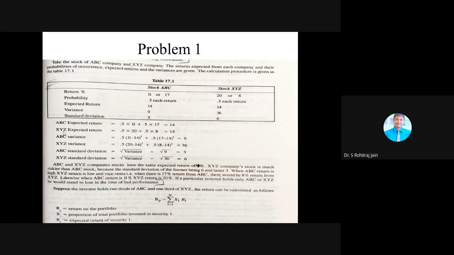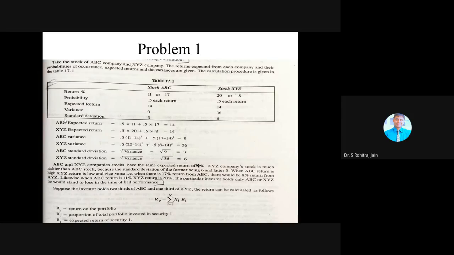So for XYZ, what do I do? I take 0.5. They have given me 0.5 as the probability. 0.5 multiplied by 20 plus 0.5 multiplied by 8. So I got the expected return of both, ABC and XYZ, equal to how much? 14.